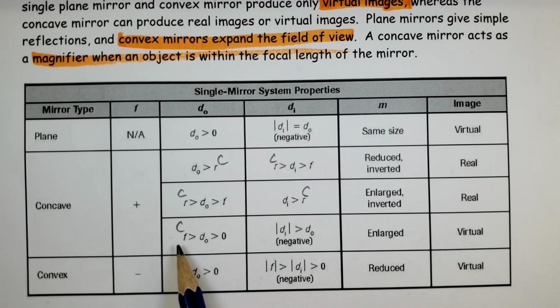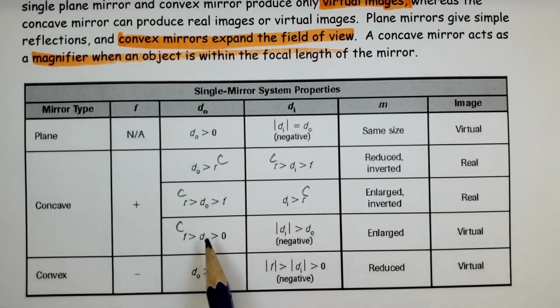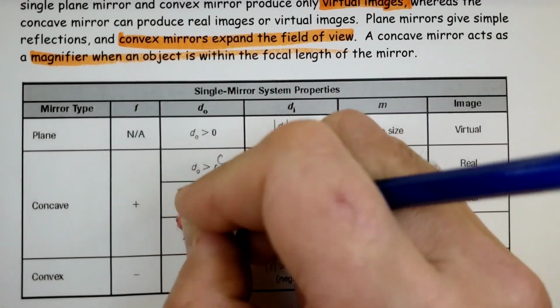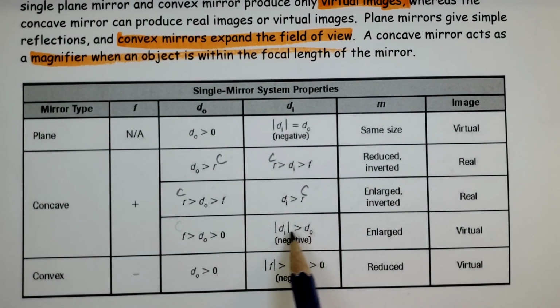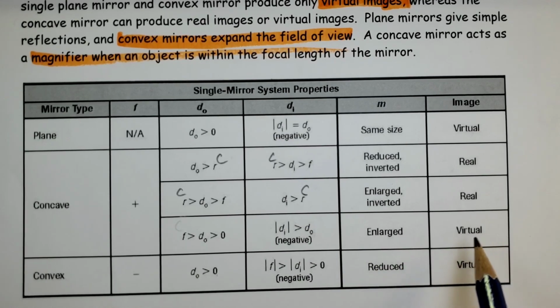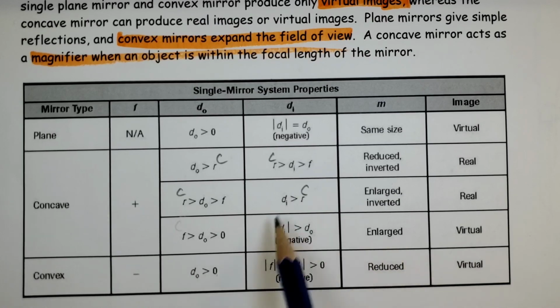And if I have my object at F, I don't get an image. If it's in between the mirror and the focal point, my image appears to be behind the mirror, right? And it's enlarged and it's virtual. So you can look back at the previous section and you can see those examples that we did. We drew those out to get that.